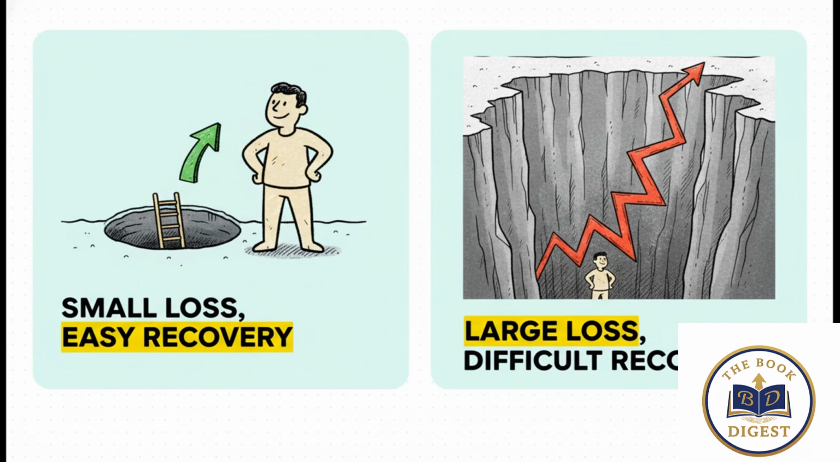But just look at this. If you let that loss snowball into a 50% loss, you need a 100% gain. You have to double your money just to get back to even. This rule isn't about ego or being right, it's about survival.